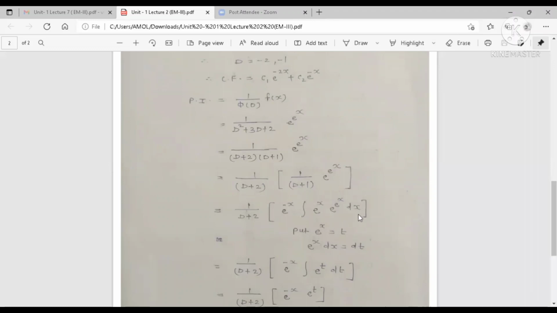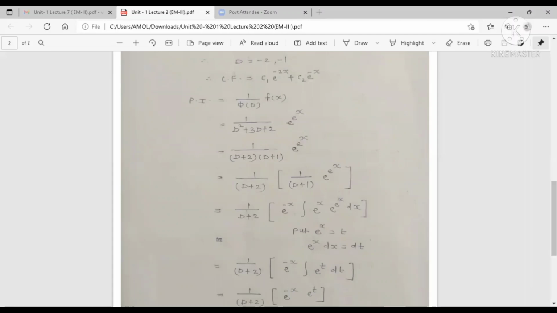Now how to solve this integration? To solve this integration, use the substitution e raised to x is equal to t. So the differentiation is e raised to x dx is equal to dt. So e raised to x into dx is equal to dt, and e raised to x substitution is t. So e raised to t into dt.